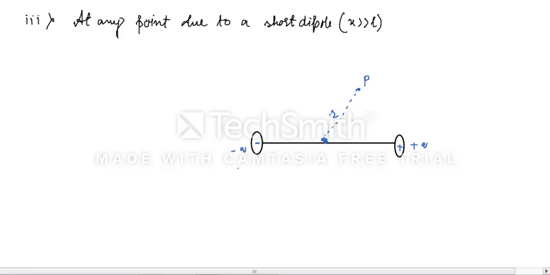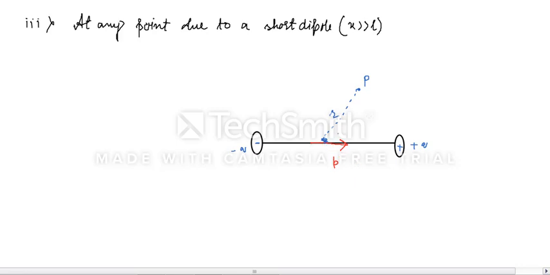What is the direction of the dipole moment? This is the direction of the dipole moment P, making an angle theta. Let us draw that very neatly. If theta is the angle between the length and P, we can write this as P cos theta.